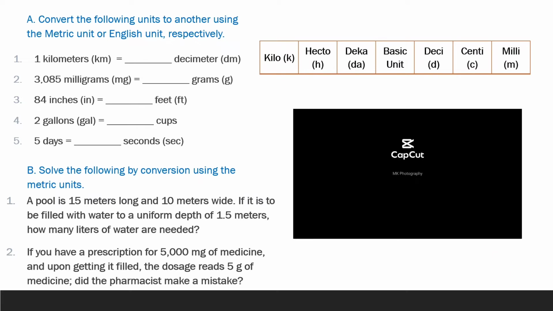Okay, so are you done? How did you find the activity? Does the table of prefixes have been useful in converting items in metric system? Did you find the corresponding measurement in English system?